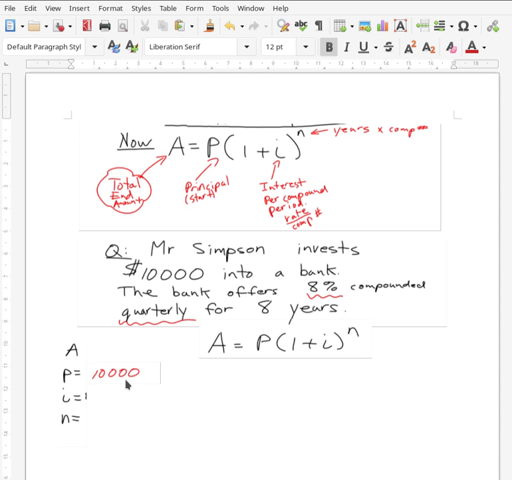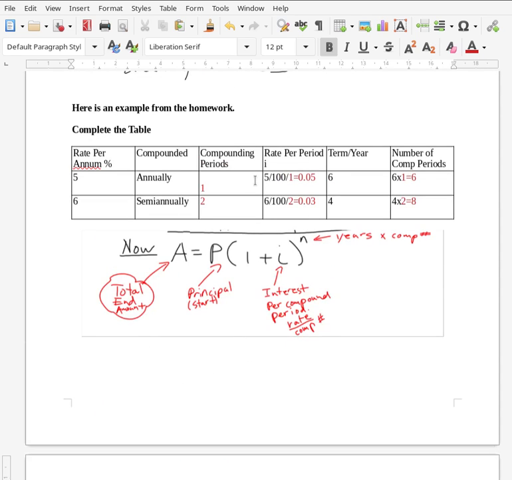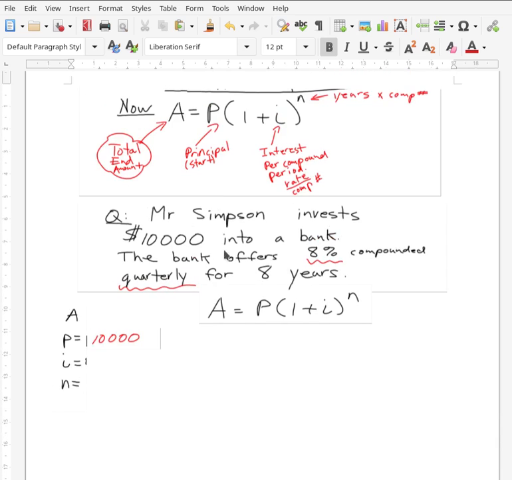Now, the i value represents our rate per period, right? So we take the percentage, divide by 100, and then divide by the type of compounding period. This one says our interest is 8% and it's compounded quarterly. So what does that really mean? It means we take 8 divided by 100, then divided by 4, and that gives us 0.02.